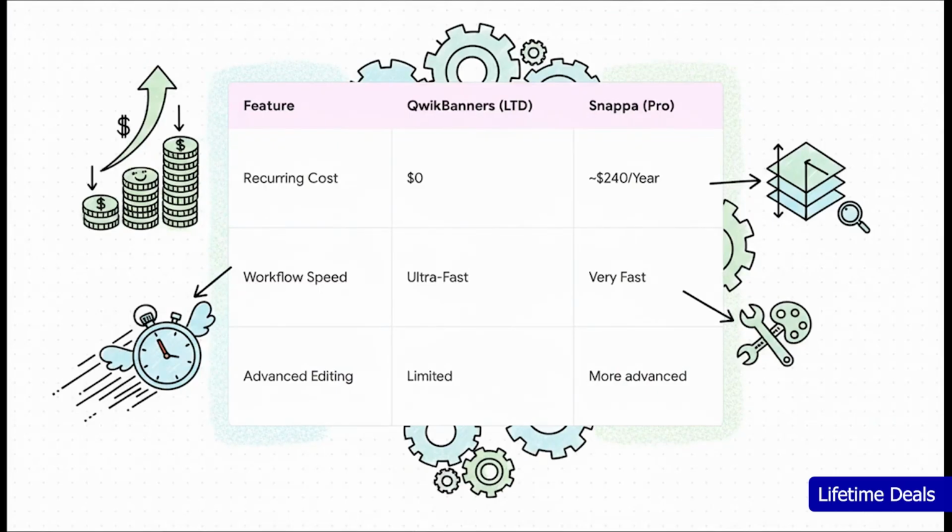This comparison table really sums it all up. When it comes to recurring cost, QwikBanners is the undisputed champion for the long haul. For workflow speed, the review gives QwikBanners the edge because of that smart platform-first design. Now, where Hu does pull ahead is in more advanced editing options and layer control, and that's a really important trade-off you need to think about.